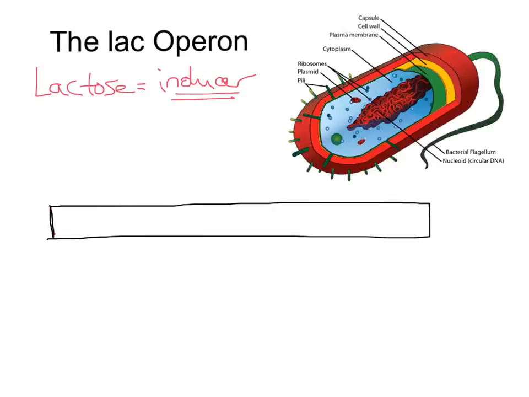We have a starting point here, a region. We'll just shade this part in red. We'll just do it in different colours. This is known as the I region, or the regulatory gene. It's not technically part of the operon, but it acts to produce what's called the repressor protein. So we've got I, and this is the regulatory gene.